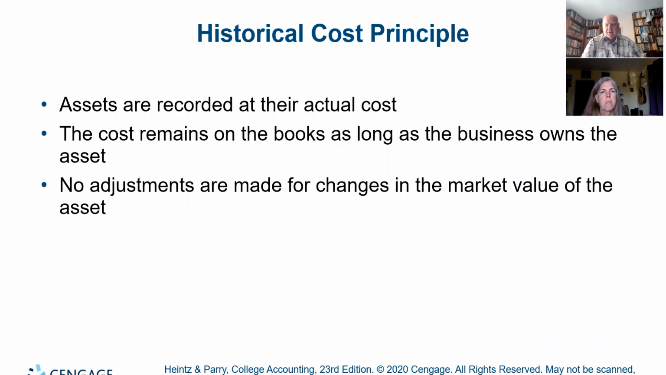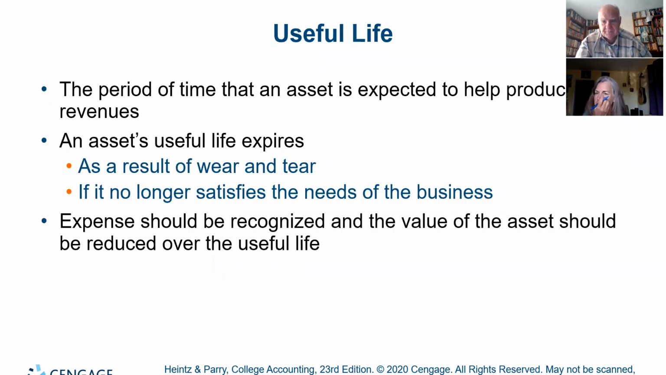All assets are recorded at their actual cost, and the cost remains on the books as long as the business owns the asset. No adjustments are made for changes in the market value of the asset. What we're saying here is we buy a piece of machinery for $100,000. That machine is going to remain $100,000. We're never going to credit the original cost of the machine. Never. But we do have to record the depreciation expense.